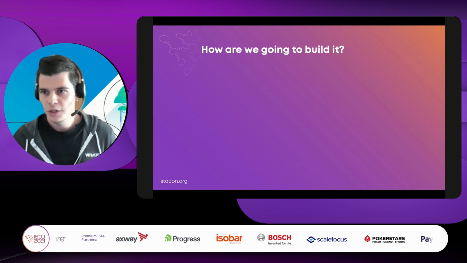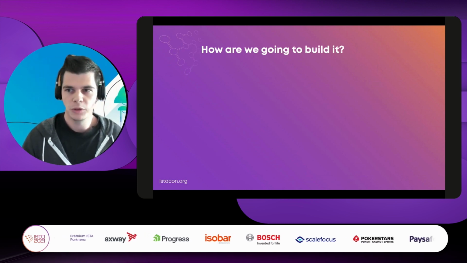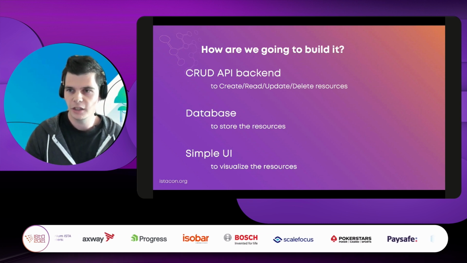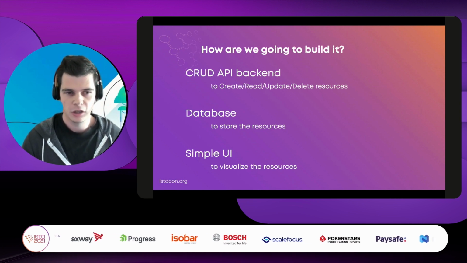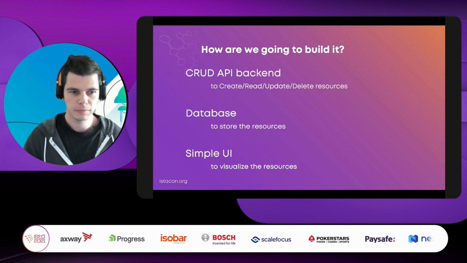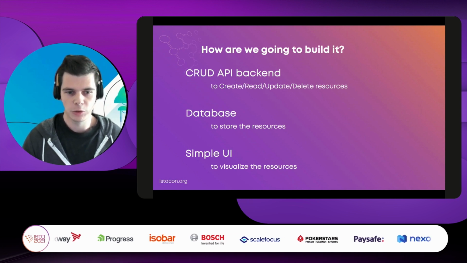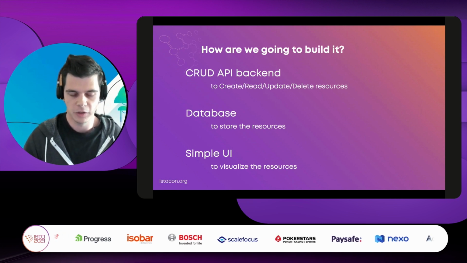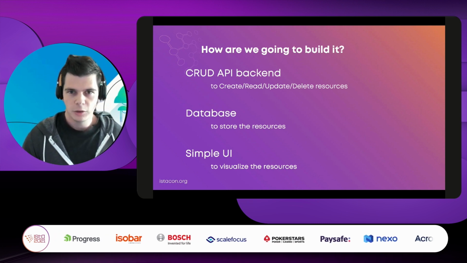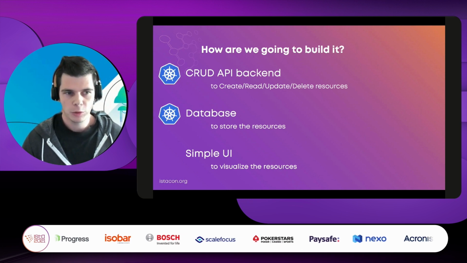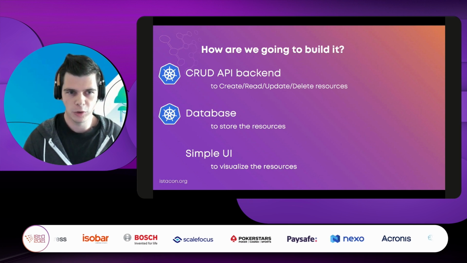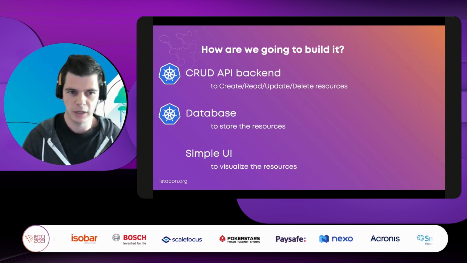In order to build this, we need, in technical terms, 2 or 3 main building blocks. And that is, first, an API backend for creating, reading, updating, and deleting resources, or the so-called CRUD API. Then we need a database to store these resources in. And last but not least, we need a UI to visualize everything. Now, Kubernetes cannot really help us much with the UI, so we're not going to talk about this in today's presentation. We're going to focus more on the other 2 parts of our system, the API backend and the database.